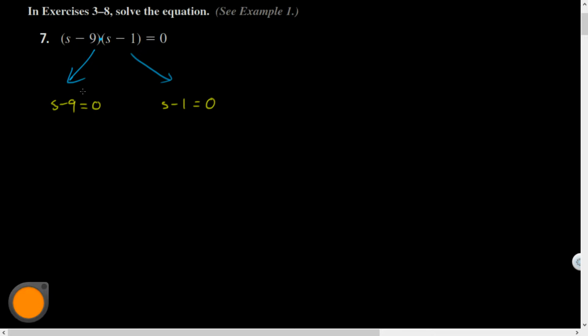How could I get s minus 9 equals 0? How do I solve that for s? Yeah, add 9 to both sides.